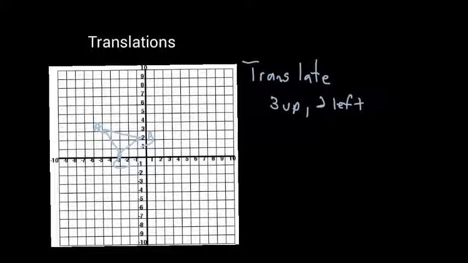Alright, let's work on some translations today. So I have triangle ABC there, and I'm going to translate that 3 units up and 2 units left. So I have this on a graph, but we're going to see with the numbers too.